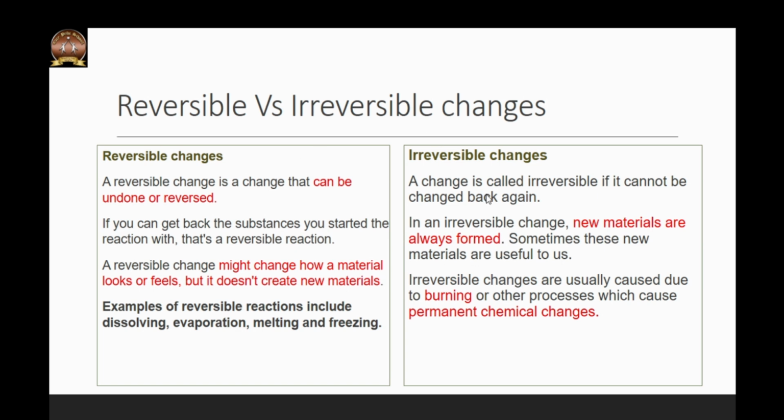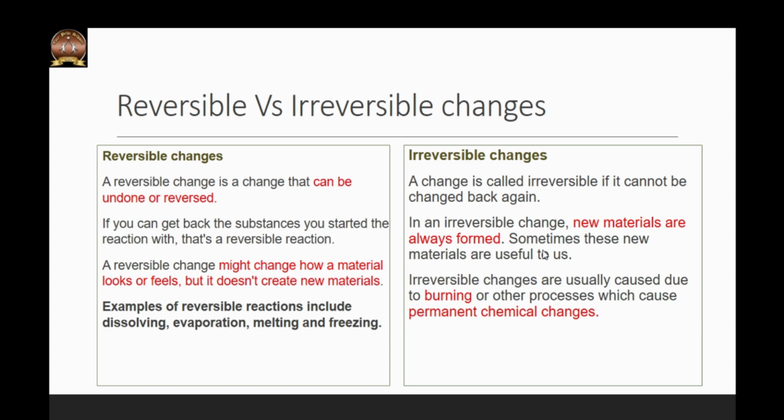Now, what are irreversible changes? A change is called irreversible if it cannot be changed back again. That is, you cannot get the material that you started out with in an irreversible change. In an irreversible change, new materials are always formed.